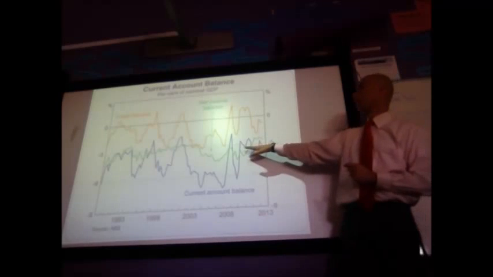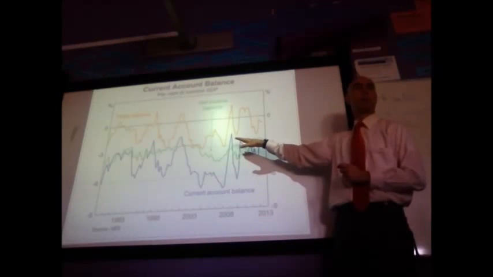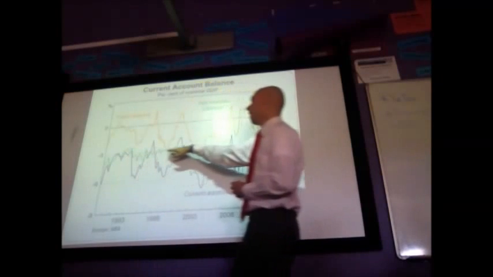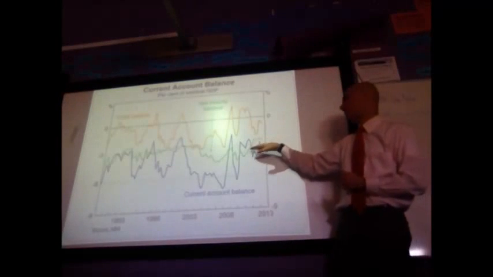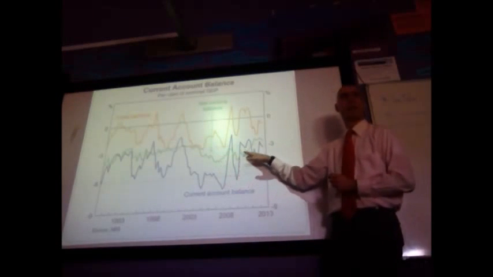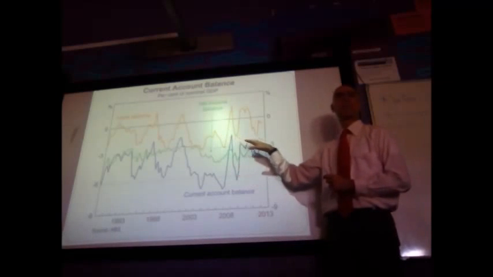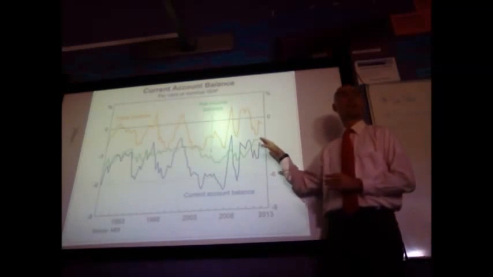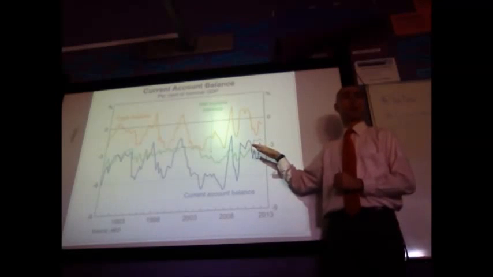The first one I want to point out is the net income balance. And we also call this net primary income. It's this green one here that goes right in the middle. And you can see it doesn't really change much over time. It had a bit of a deterioration here and then it got a little bit better. But over time it's very stable at about 3% of GDP. Net income is what we call the structural component of the current account deficit.